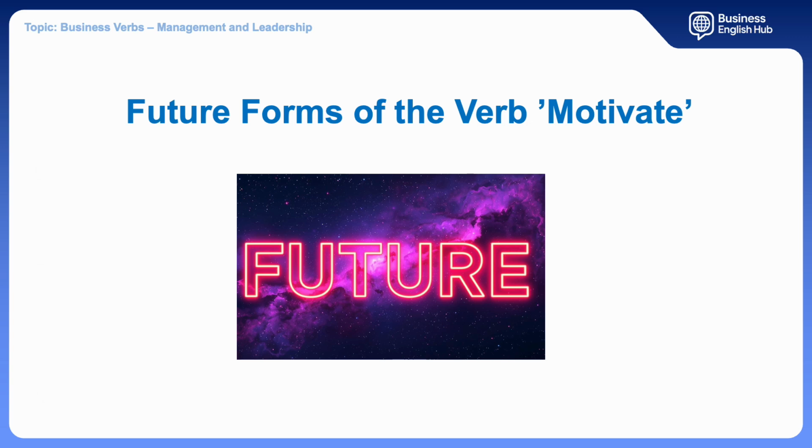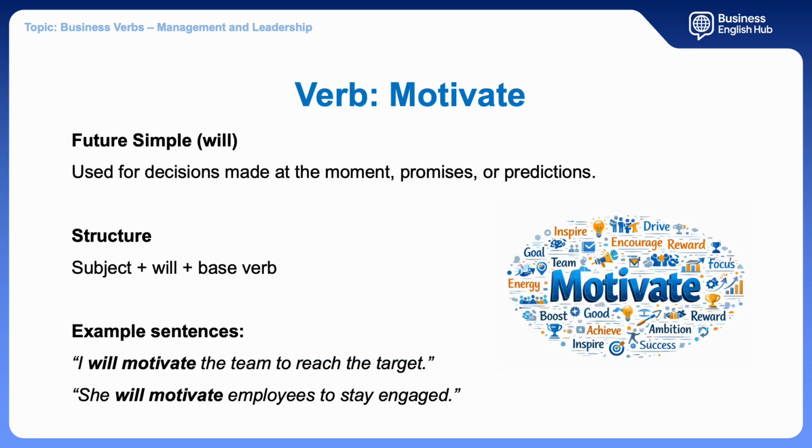We will now move on to future forms of the verb motivate. The first future form is the future simple, which uses will. It's used for decisions made at the moment, promises, or predictions. The structure for this is subject plus will plus the base verb. Two example sentences include: I will motivate the team to reach the target. She will motivate employees to stay engaged.